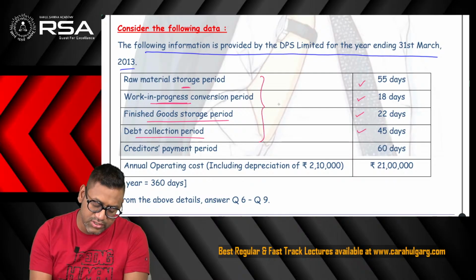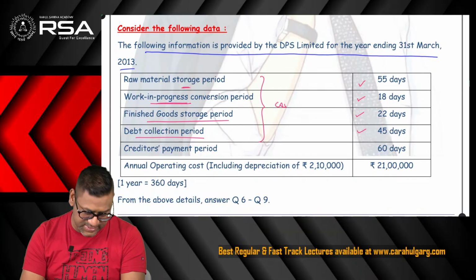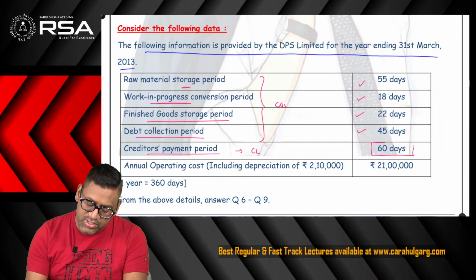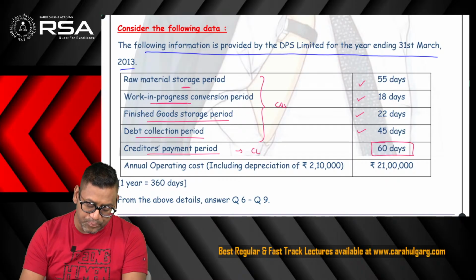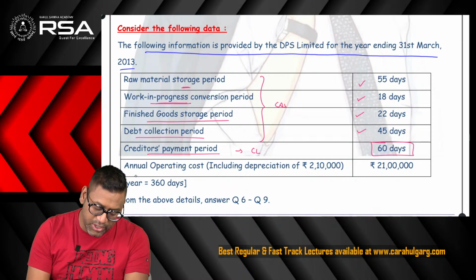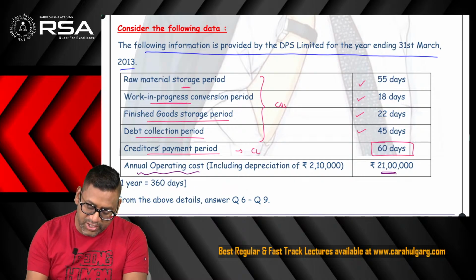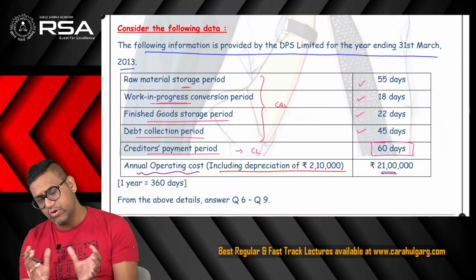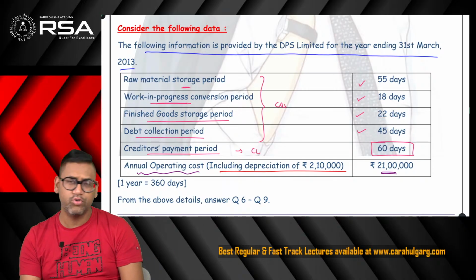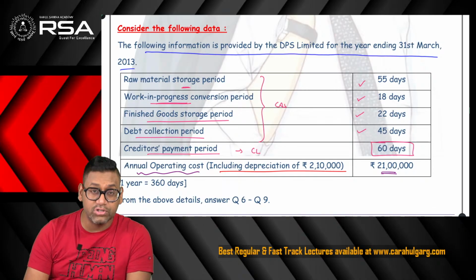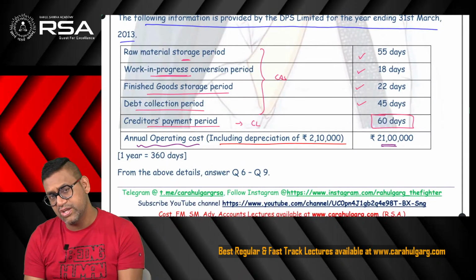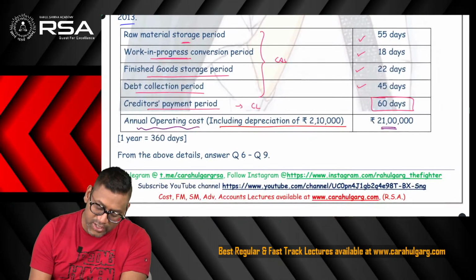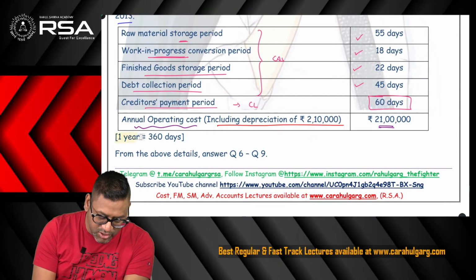So these are all the time periods of various components of the current assets. Then it says creditors payment period, which means you are talking about the current liability. So 60 days is the period given by your creditors to you. Then it says our annual operating cost is rupees 21 lakh, but be cautious, it includes depreciation of 2 lakh 10,000. We know that depreciation remains irrelevant for working capital management, because if depreciation is given, the question will mention the cash cost approach. And it also says that you have to consider 1 year as 360 days.